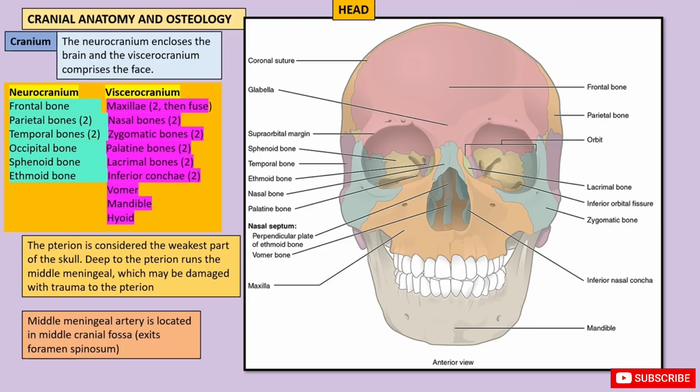Okay, so let us see this first slide where we have the cranial anatomy and osteology. As we know, the cranium is divided into neurocranium and viscerocranium. The neurocranium encloses your brain, and the viscerocranium comprises your face. We can see there are different bones in the neurocranium, like frontal, parietal, temporal, occipital, sphenoid, ethmoid, and the viscerocranium is made up of maxillae, nasal bone, zygomatic, palatine bone, lacrimal bone, concha, vomer, mandible, and the hyoid bone.